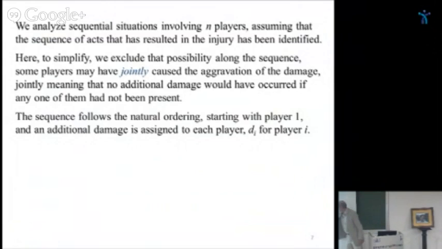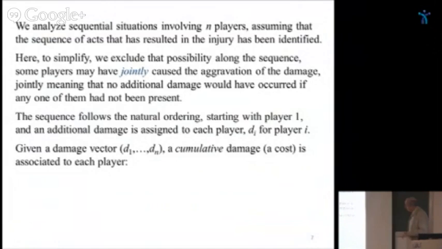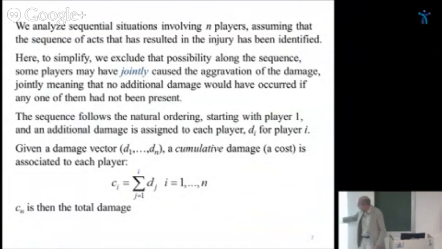And we have one piece of information. This is assumed to be known beyond the sequence. We know what is the additional damage that each player is causing in the sequence. It's not necessarily easy data to agree upon, but we assume it is given. So we have a damage vector from which we can compute cumulative damage, which is the cost. For each player, you are at a certain point in the sequence, so you add your damage to the preceding damage. So Cn is the total damage that has to be divided.